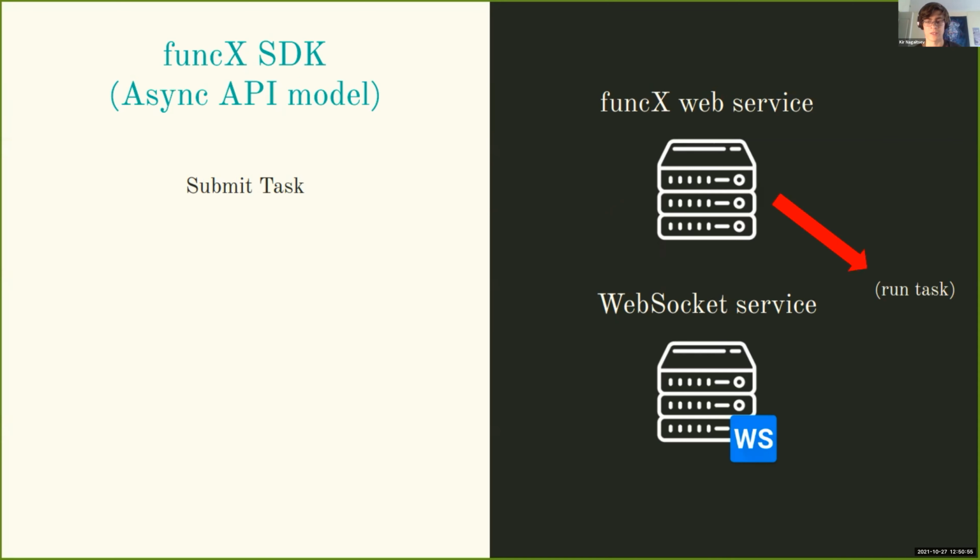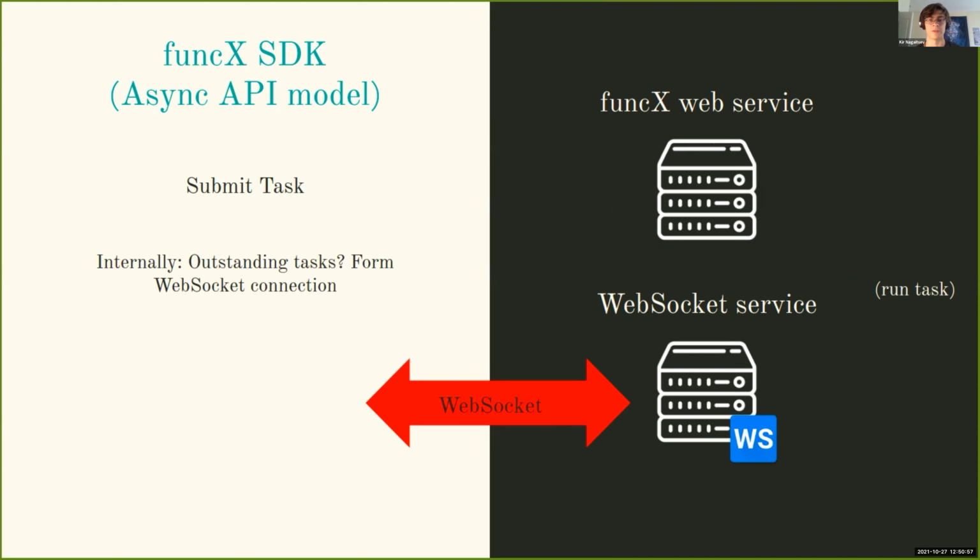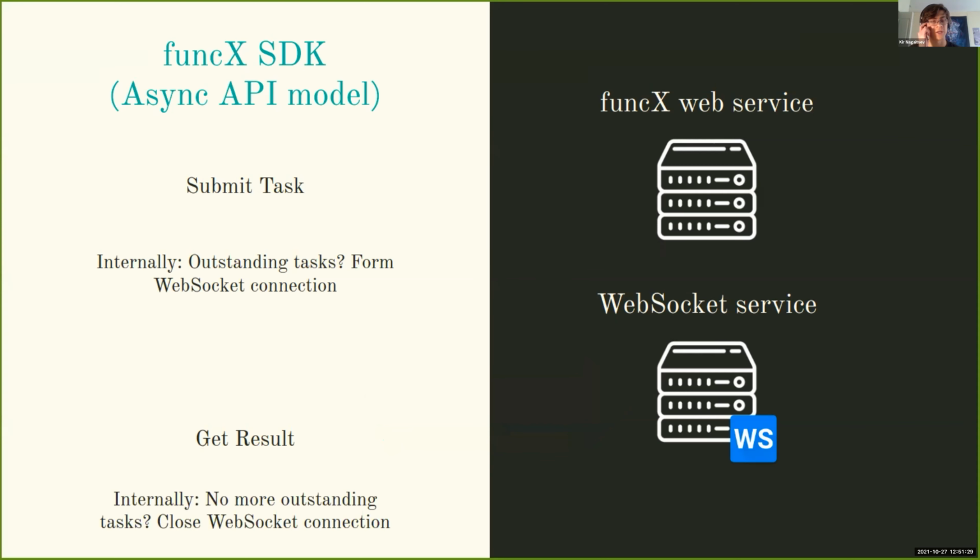Now, here's where the async API diverges from the existing API. Internally, it recognizes that there's an outstanding task and forms a WebSocket connection to receive the task results. Next, the task completes and gets passed over to our WebSocket service. As soon as the result is available, it gets sent over the WebSockets to the user, removing the need for the user to query over HTTP regularly. And finally, internally, we do cleanup and close the WebSocket connection, since there are no more outstanding tasks.